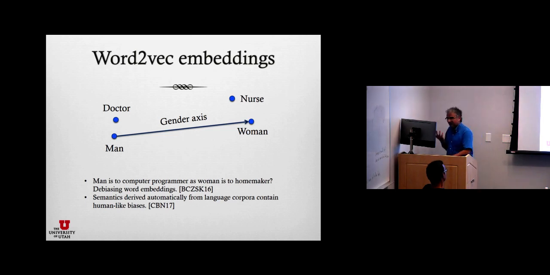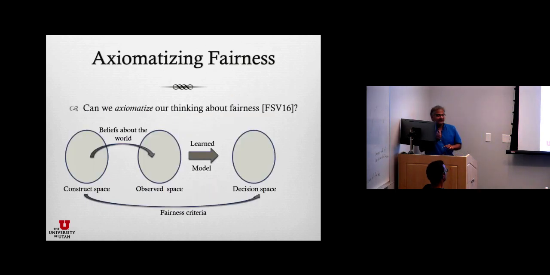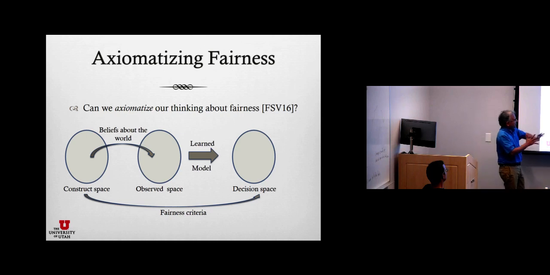Which brings me to the other piece of work that we've been trying to do now, essentially to axiomatize fairness. So what does this mean? Most thinking about how we do machine learning imagines we have some kind of feature space, we build a model, and we get into a decision space.